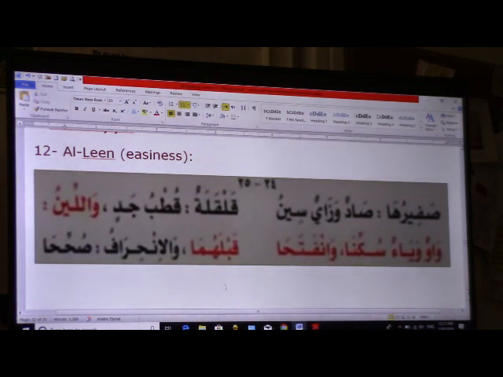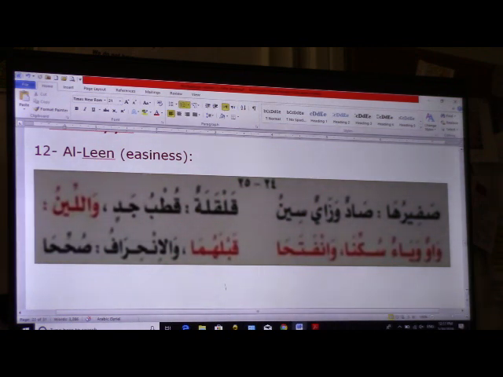Just like sakana, if you say sakana, means they were sakin, or they became sakin. But sukkina means we made them sakin. Okay, so he said sukkina instead of sakana, just for the rhyme, to help fit the rhythm of the line. Sukkina, they were made sakin.